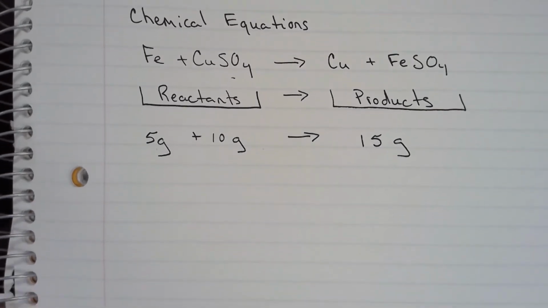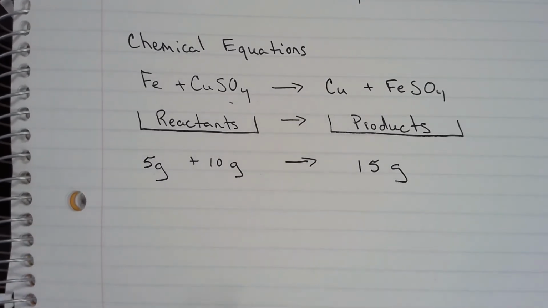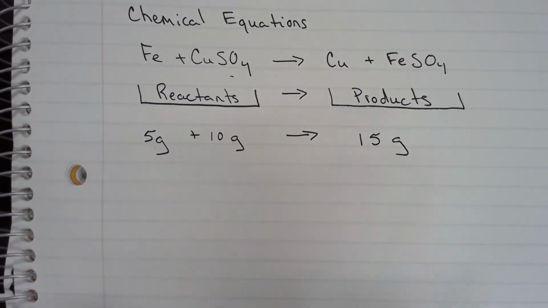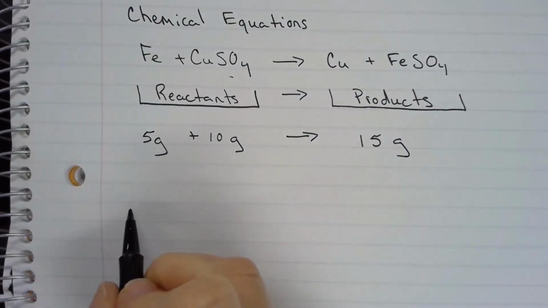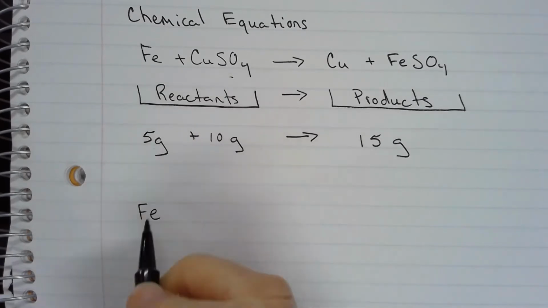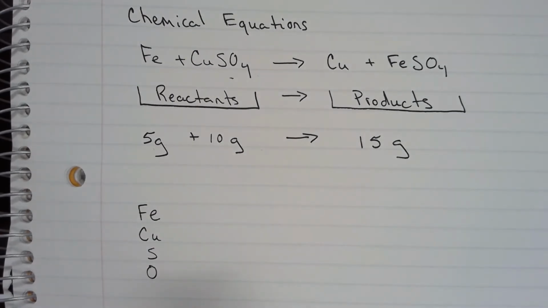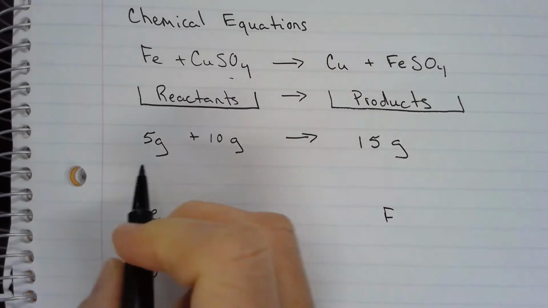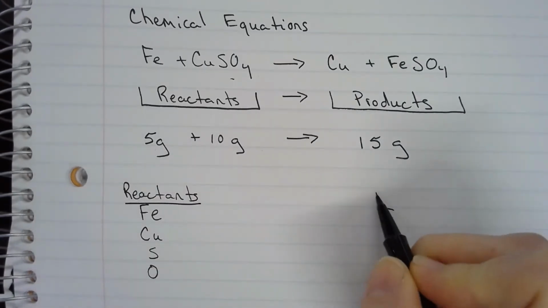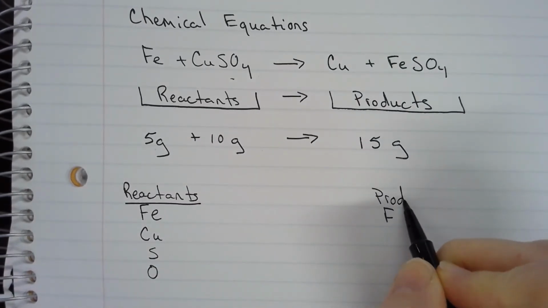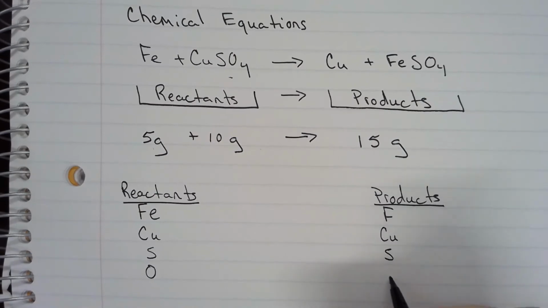Now, another thing that we're going to be working on is balancing equations. The first step of balancing equations is to count my atoms. There's no coefficient here, there's no subscript, so the first thing I'm going to do is list what I've got. I've got iron, copper, sulfur, and oxygen. I'm going to make that same list over here. So these are my reactants, and here are my products. Here I've got iron, copper, sulfur, and oxygen.